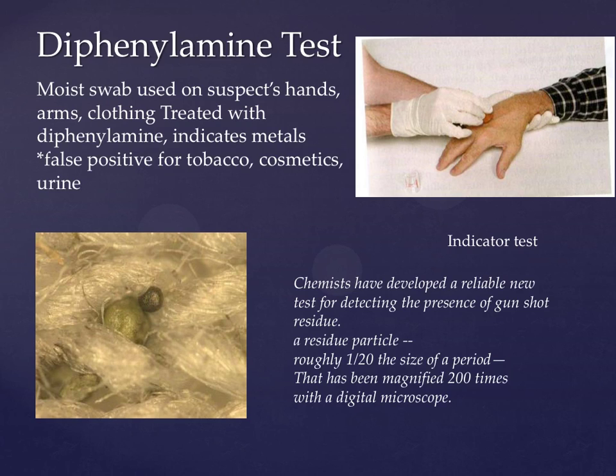Okay, another kind of test we can do is called a diphenylamine test. And I know on your sheet, this picture is kind of in the way. So please feel free to rewrite whatever it is that the picture is covering up. So what you do for the diphenylamine test is you take a moist swab and you pretty much just run it over the person's hands and arms and clothing, but it has to be treated with diphenylamine. And diphenylamine is going to indicate wherever you have metals present. And because bullets do have a fair amount of metal parts and pieces, it's a way of determining whether someone has recently been in contact with the metal from gunshots or gunshot residue.